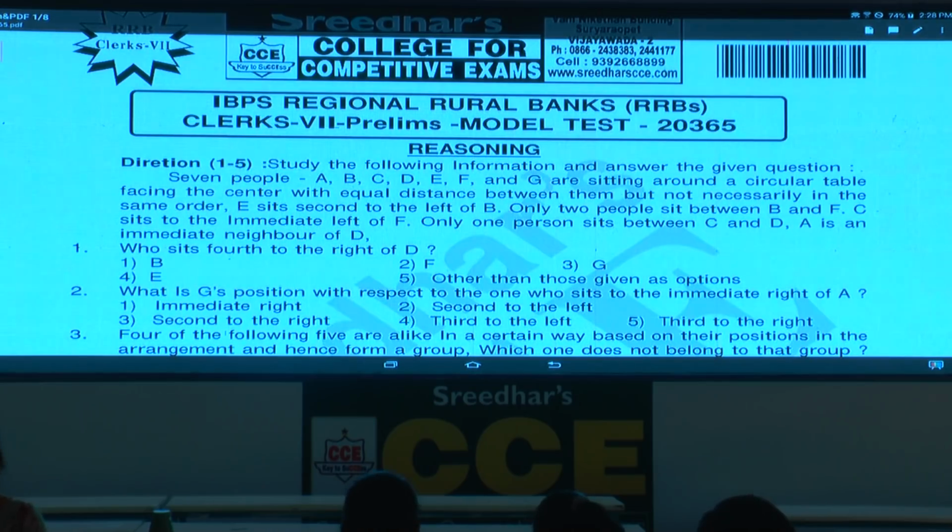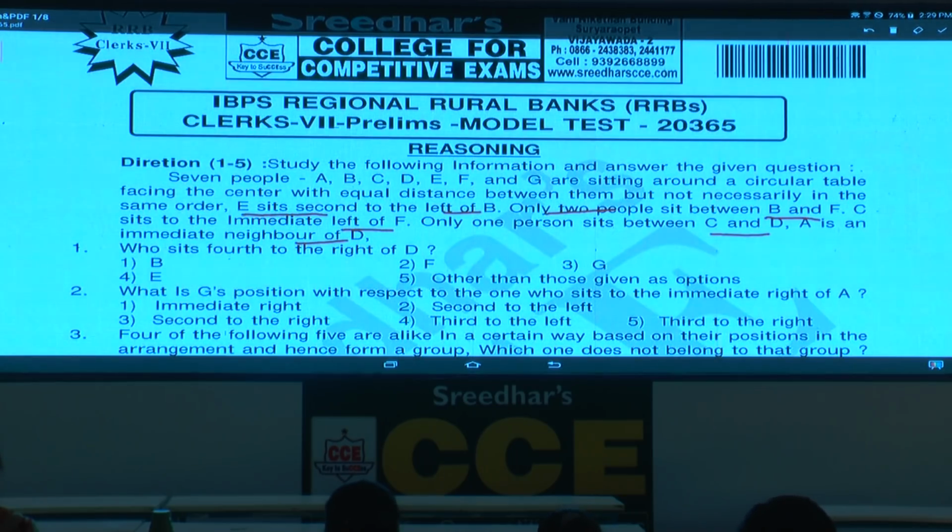Then what is the first condition here? The first condition is E sits second to the left of B. Only 2 people between B and F. C sits to the immediate left of F. Only one person between C and D, and A is an immediate neighbor of D. These are the conditions given.